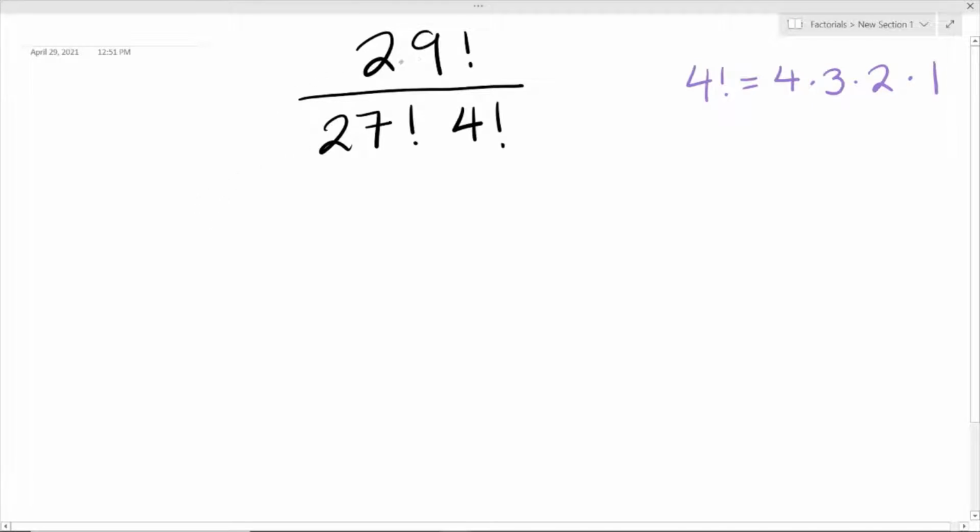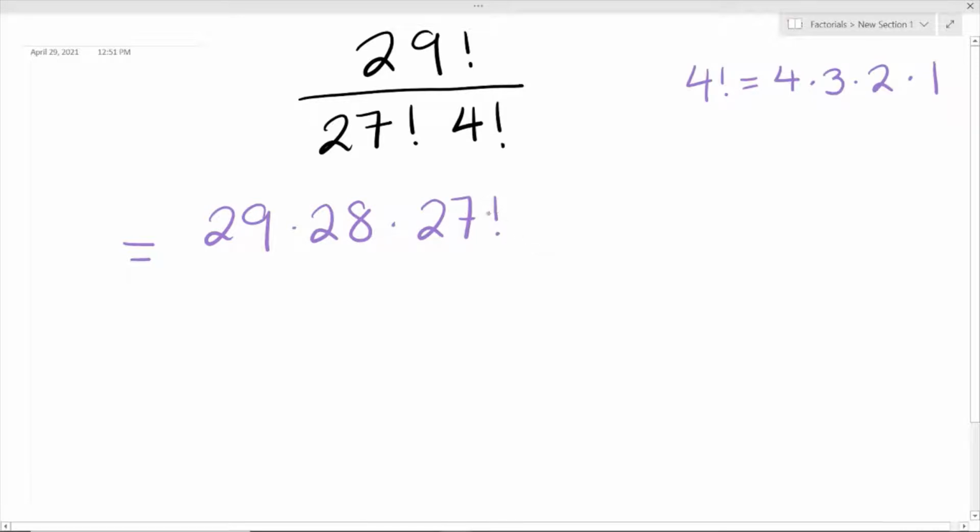So what we can do here, 29 factorial, we can actually rewrite this. We can rewrite 29 factorial as 29 times 28, countdown. And then it will be 27, times 26, times 25, times 24, and so on and so forth. But we can make it a little bit simpler instead. We can multiply by 29, multiply by 28, multiply by 27. And then from here, we can add a factorial like this.